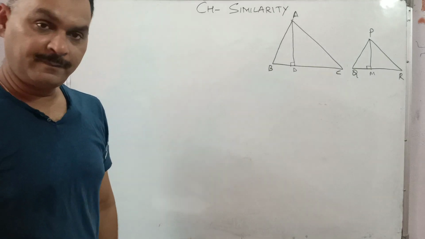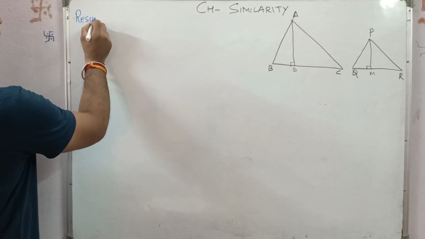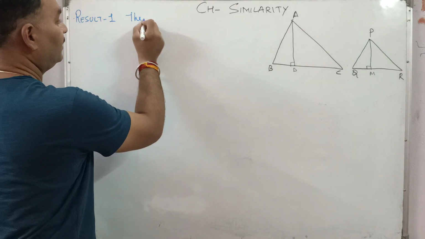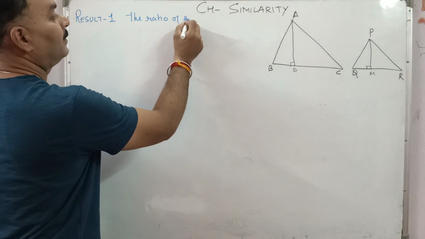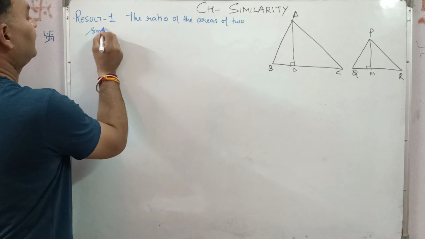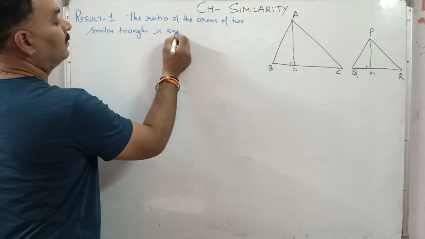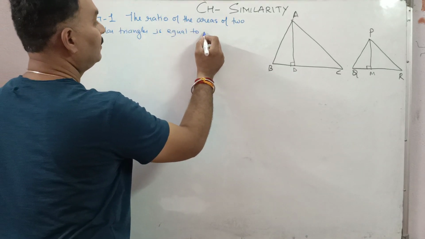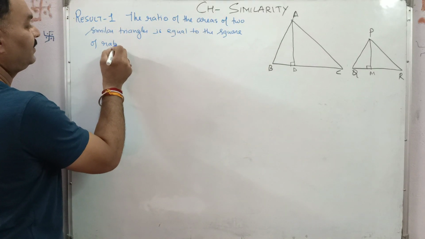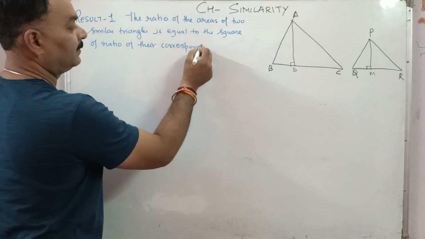Okay, from this theorem we can deduce some results. Then the first result is the ratio of the areas of two similar triangles is equal to the square of ratio of their corresponding altitudes.